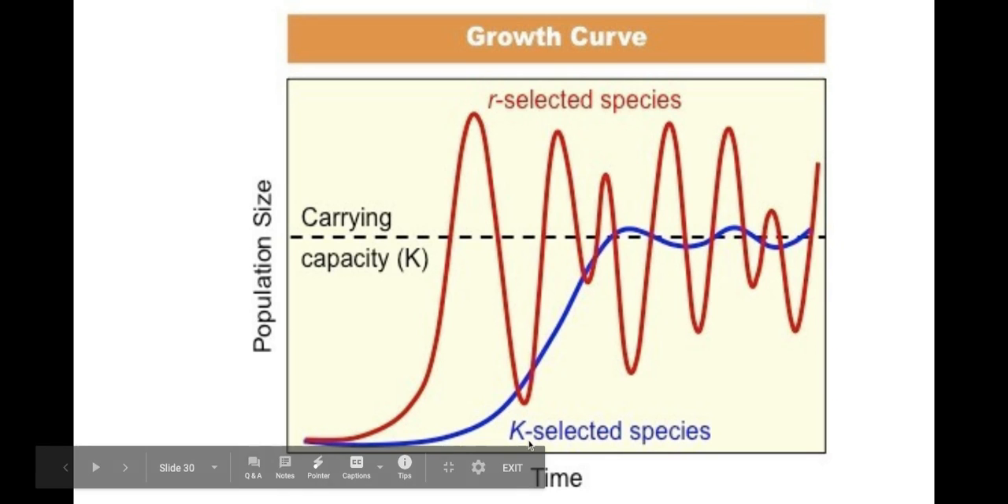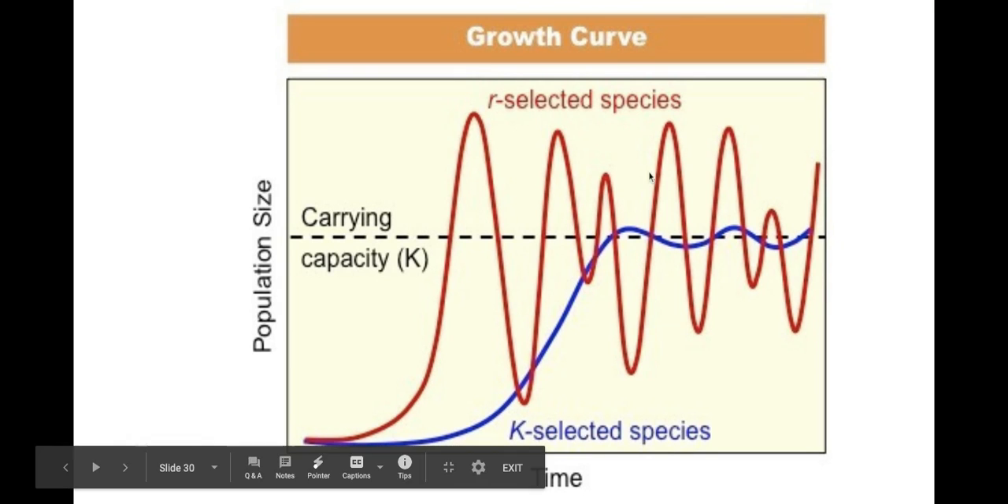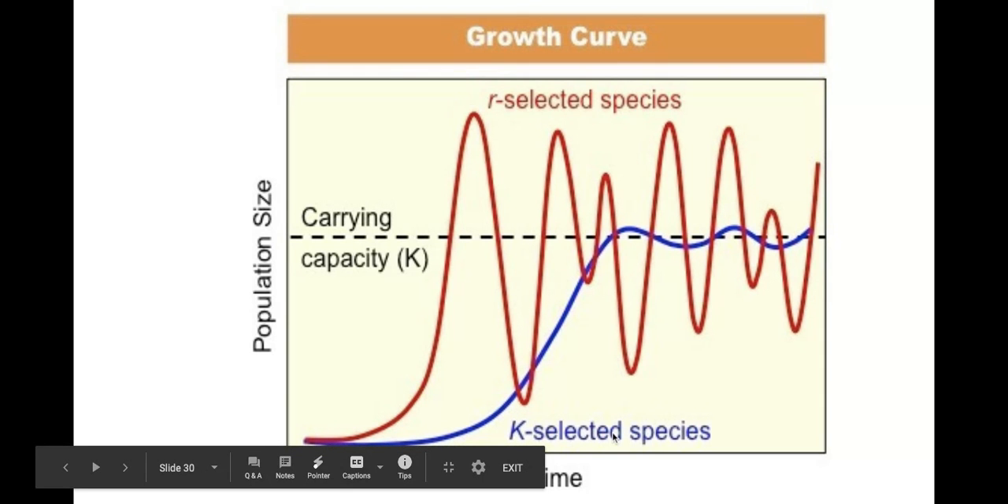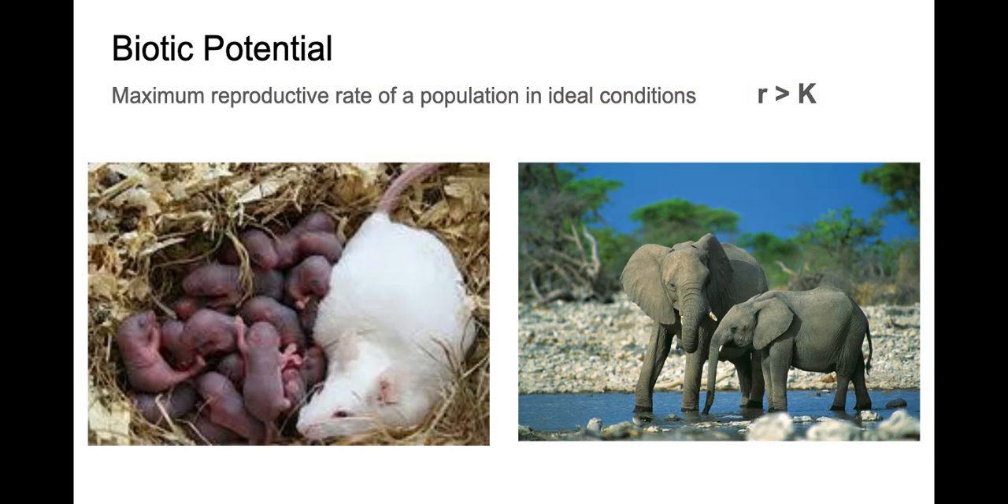And then suddenly they can all die, and they can all come back up the next season or the next year. So they are very random at how they can overshoot their carrying capacity. Now, the K-selected species, on the other hand, are going to reach their carrying capacity, and they will become stable at that point. Okay. Now, we also need to know what is biotic potential.